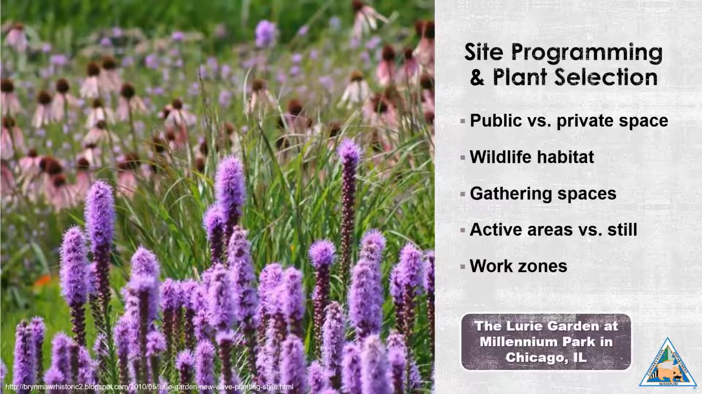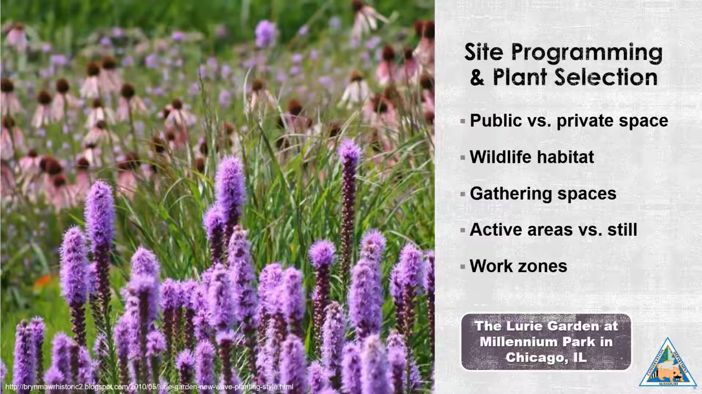So this is a slide where I want to visit a little bit more with you about site programming and how it can inform your plant selection. When thinking about how the site will be used, it's important to consider if this is a public space you're working in or a private space. So is it a public, say a government plaza, for example, or is it very private, like somebody's backyard? Then there's also quasi-public spaces. I think many people's front yards fall into that category.